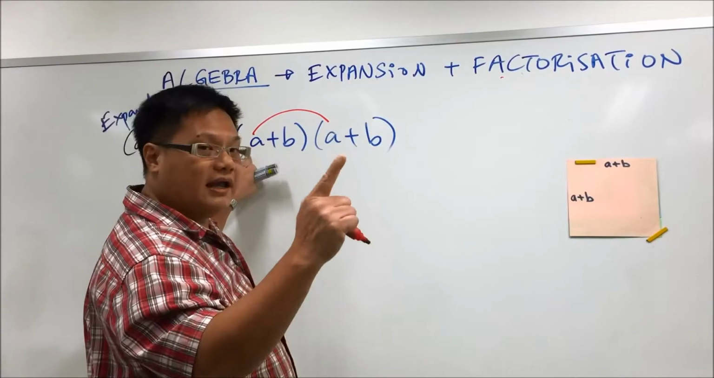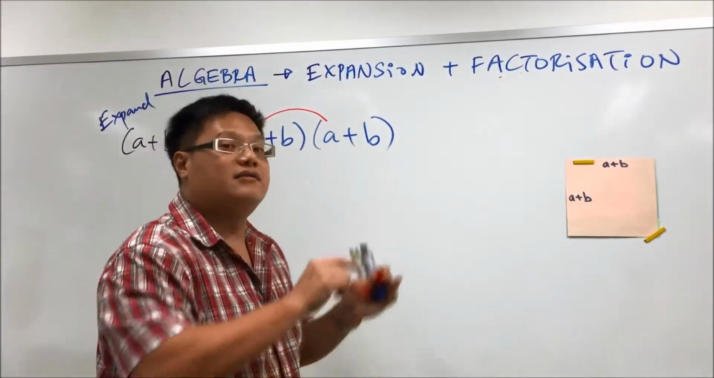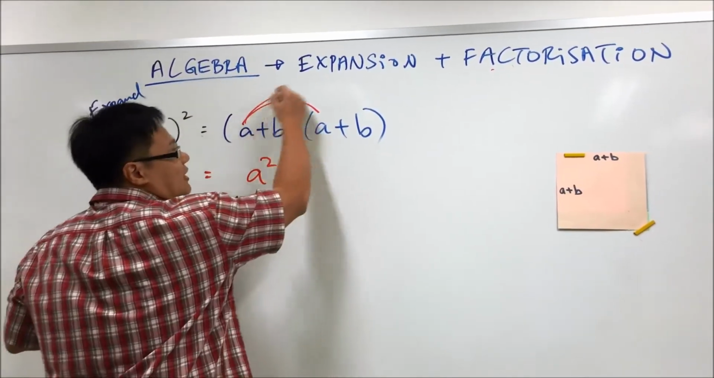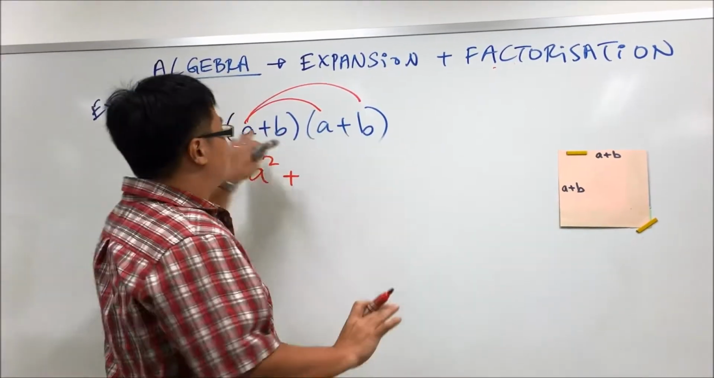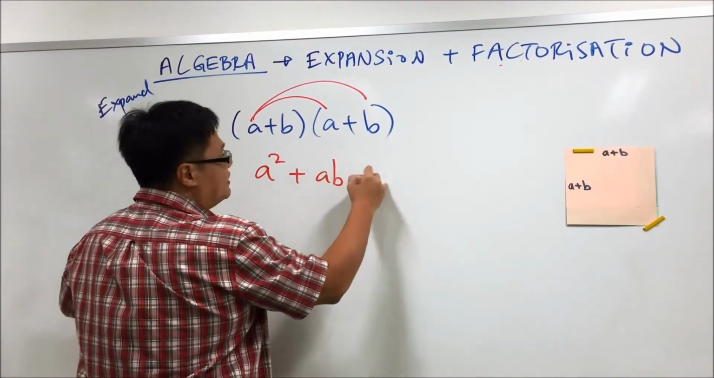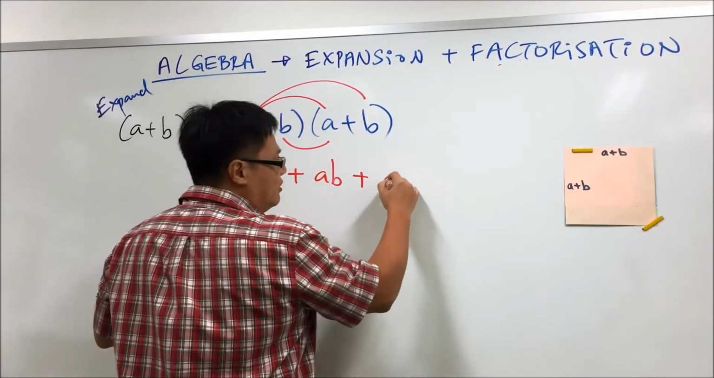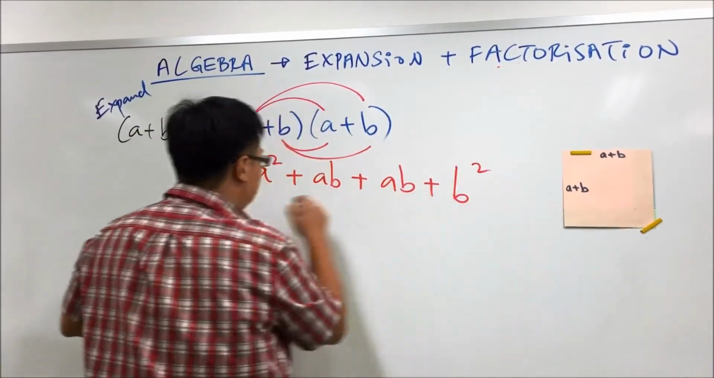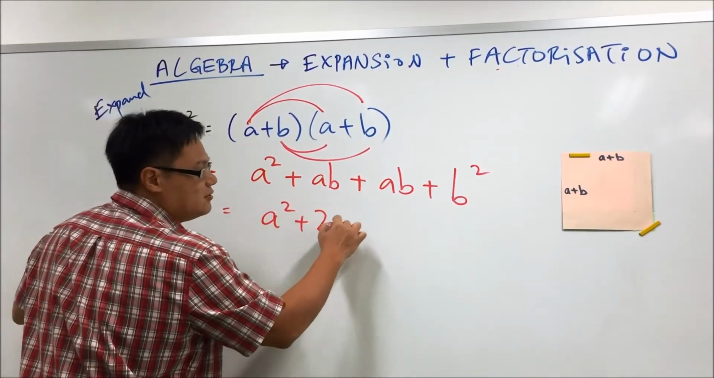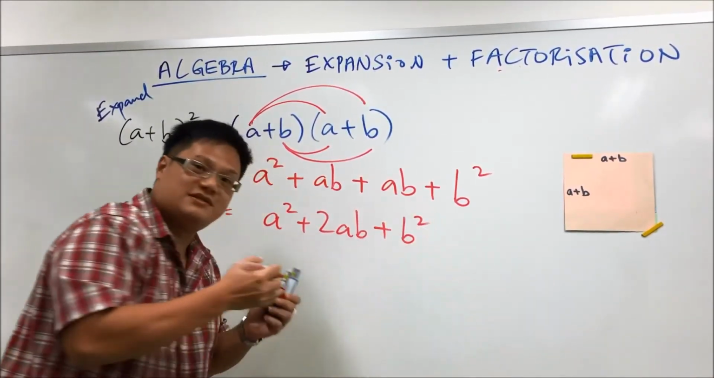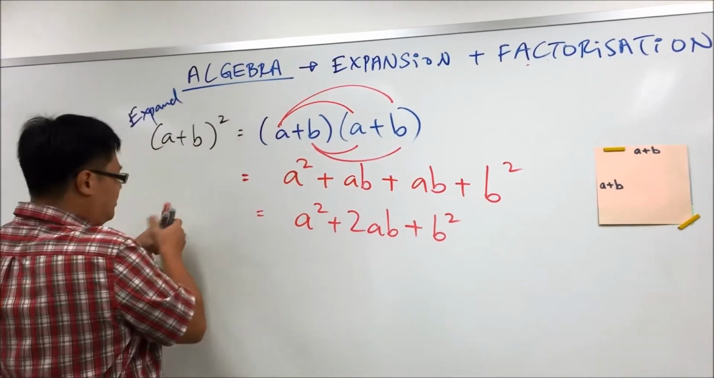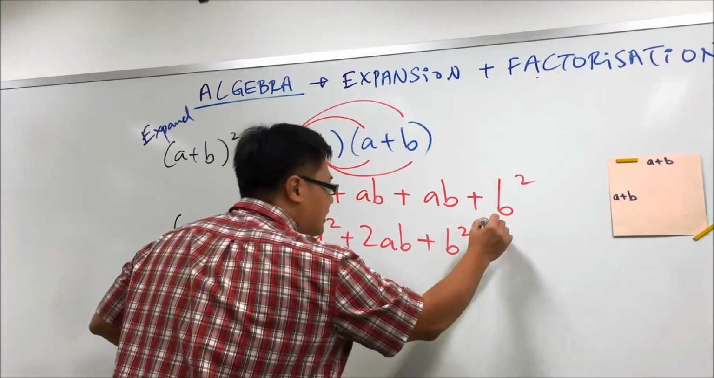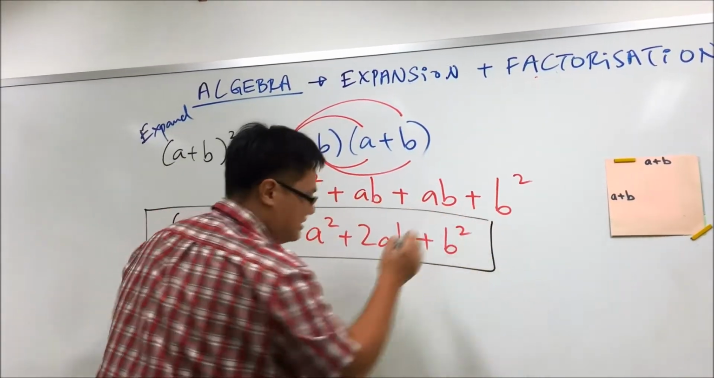Then we deal with the number. We have 1A, so 1 times 1 is 1. Then the algebra, A times A is A squared. To cut the process short, you should already know this: A times B is AB, B times A is also AB, plus B times B is B squared. So this is your A squared plus 2AB plus B squared, which is (A plus B) squared. We have already done all this in class.